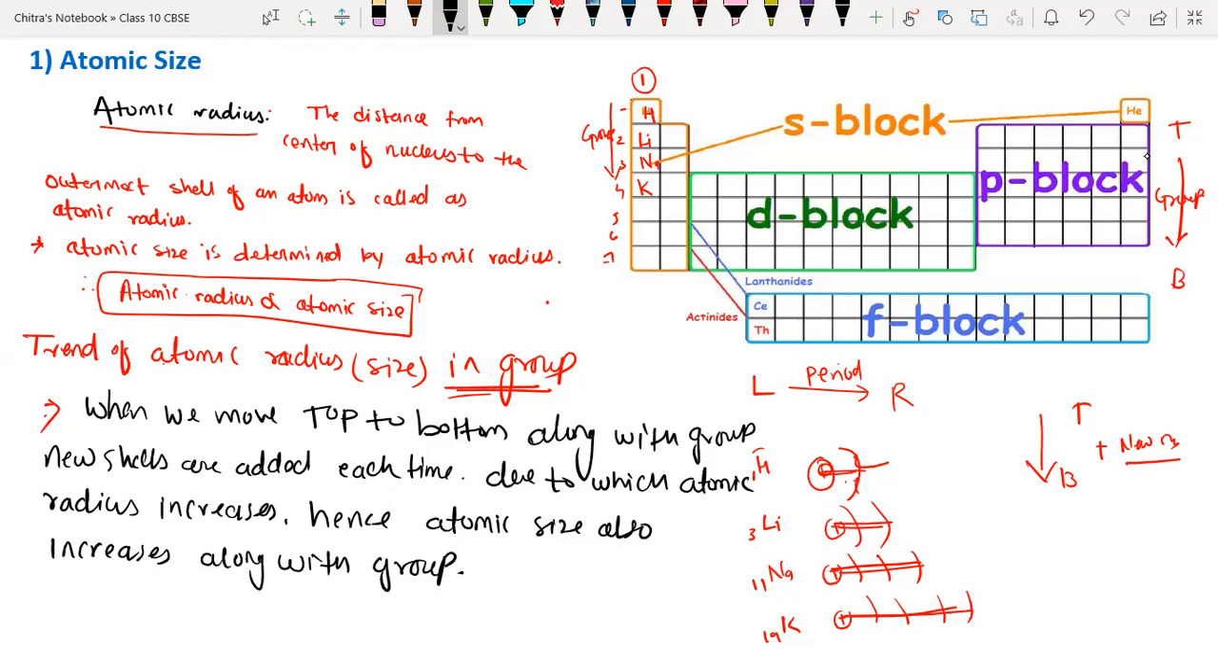Therefore, we can say hydrogen has less atomic size than lithium, lithium has less atomic size than sodium, sodium has less atomic size than potassium, etc. Understood? So this is the trend for atomic radius in a group. Take a screenshot. Now we are going to discuss the trend of atomic radius in a period, so take a screenshot first.